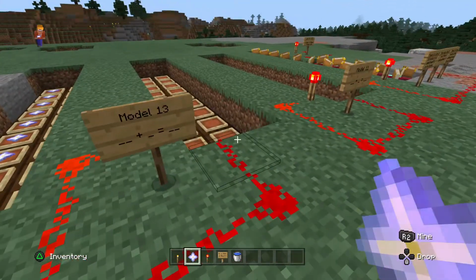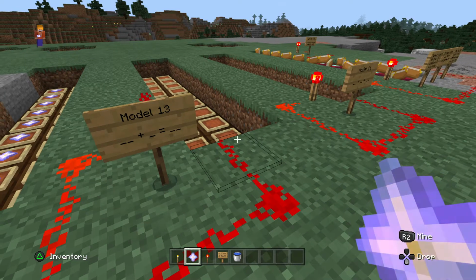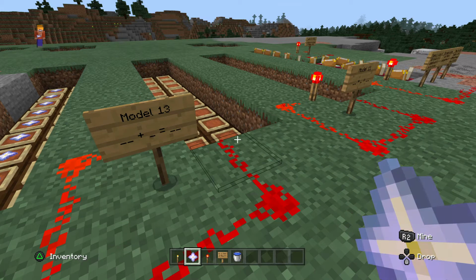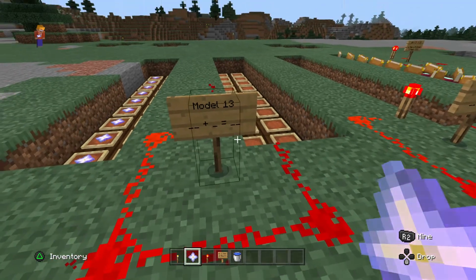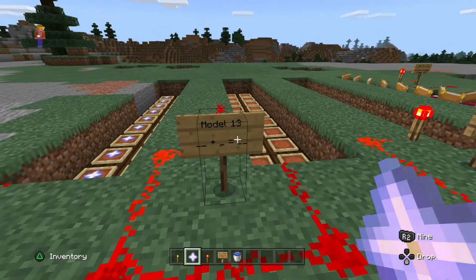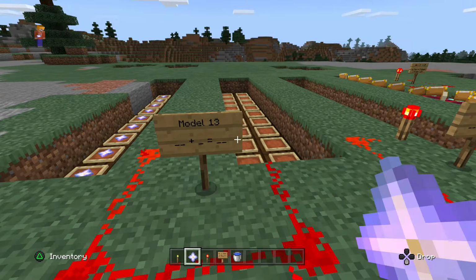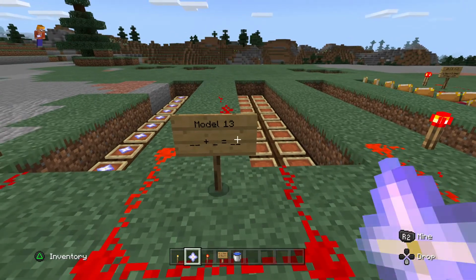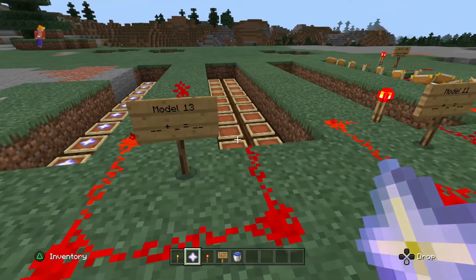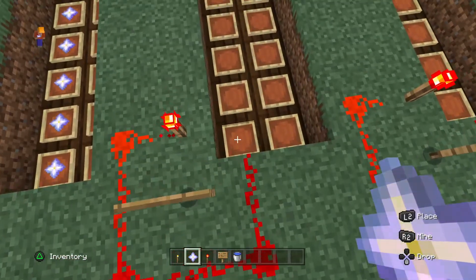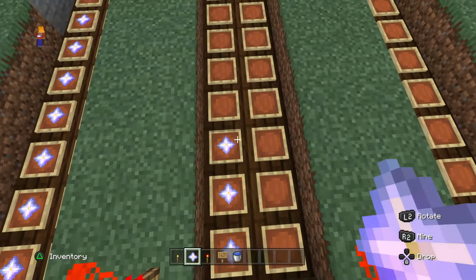Let's do this one. Model 13. Blank plus blank equals 13. Remember, the 1 is right here in the tens place, and the 3 is located right here in the ones place. So all teen numbers, what do they have in common? Yes, they all have a 10.